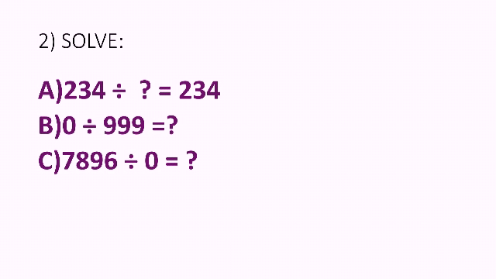Think. When 0 is divided by 999, what will be the answer? And in part C, 7896 is divided by 0. What will be the answer? So we have done all of these. It has been discussed. Now let me see how you can answer them. Answer them properly. I will check the comment section.